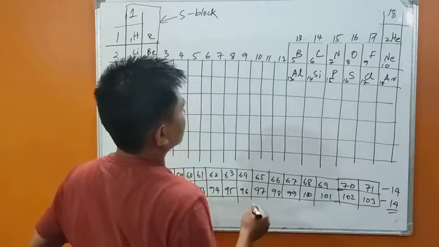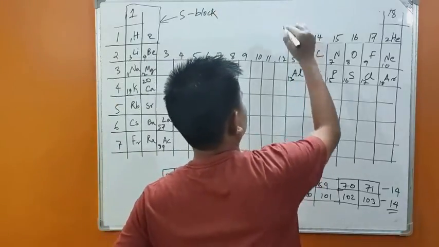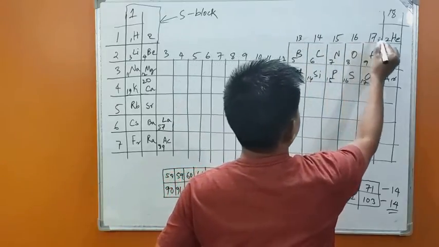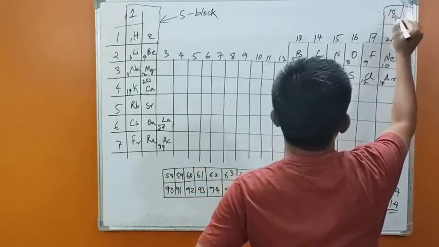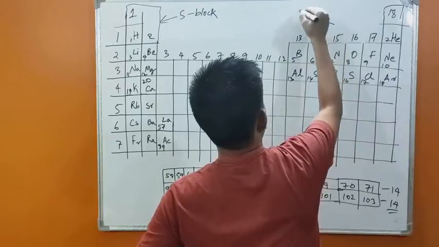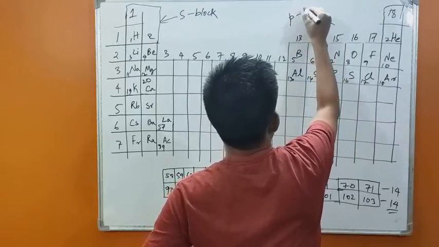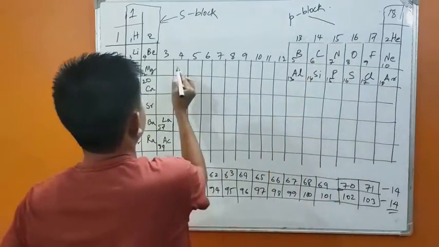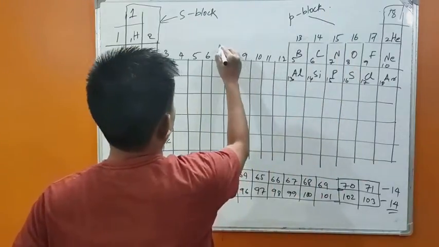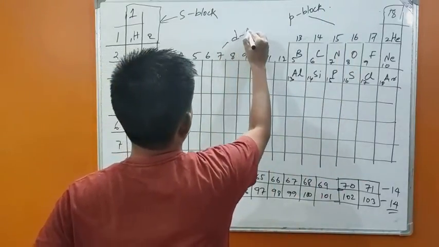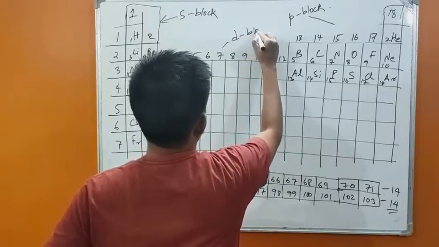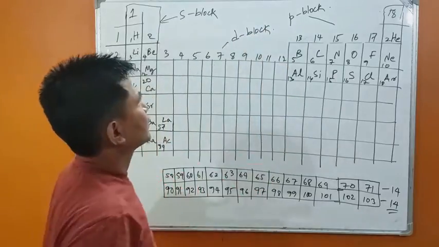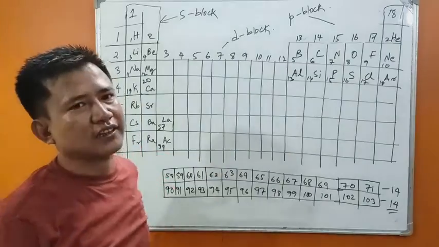S block. And this block, 13, 14, 15, 16, 17, 18, is called P block. Okay, P block. And from group 3 to group 12 are called D block. Are you getting me? This S, P, D are the subshells.